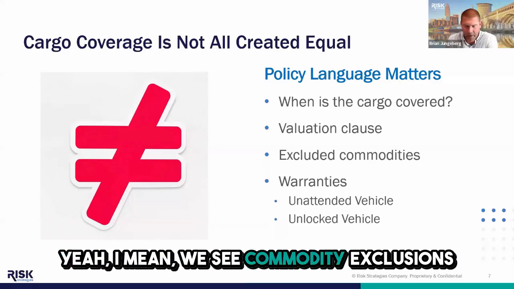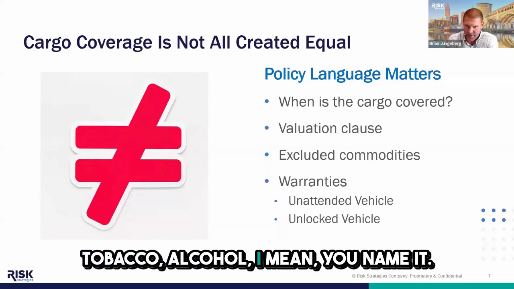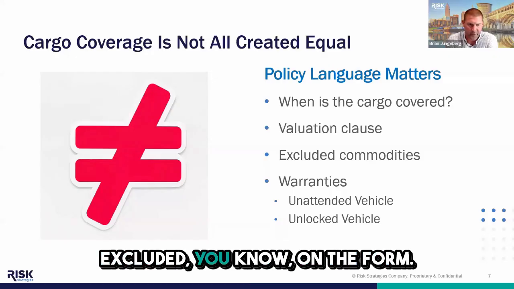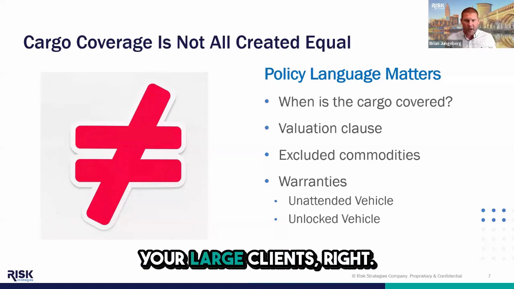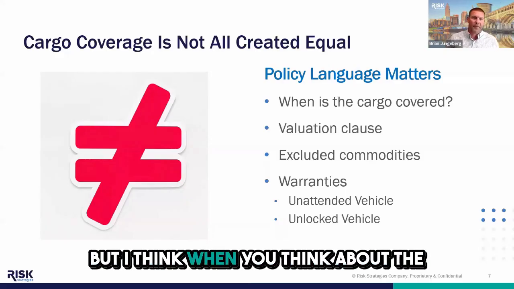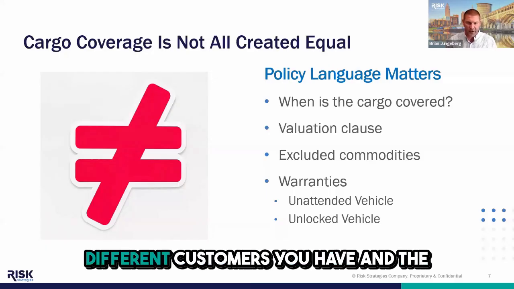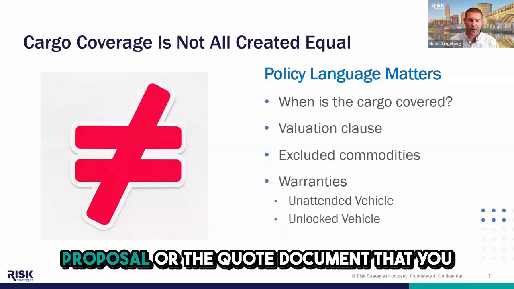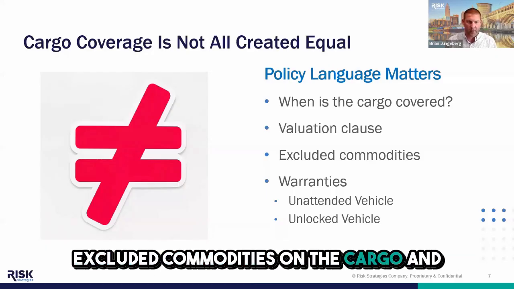Yeah, I mean, we see commodity exclusions with pharmaceuticals, electronics, tobacco, alcohol. I mean, you name it, there is probably a form that's got some commodity you're moving excluded on the form. And it's important not just to think through your large clients, right? I mean, obviously those are the ones that are most important to you from a revenue standpoint. But when you think about the total breadth of your operation and the different customers you have and the industries they're in, you've really got to look at that part of the proposal or the quote document that you get from your broker and run through the excluded commodities on the cargo and say, okay, where could any of these apply?